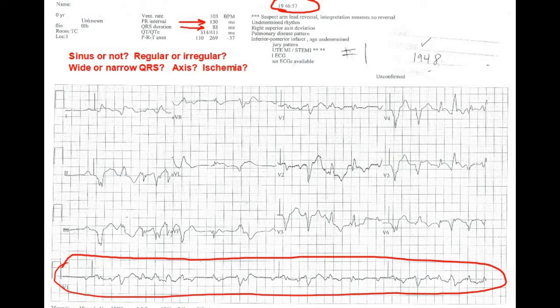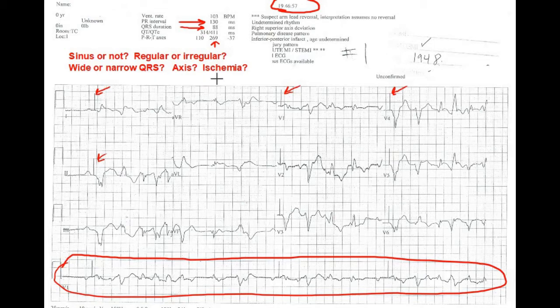And then what is the axis? The axis number is listed right here. In this case, however, it's going to be a little bit less important because I can't help but notice pacer spikes in various locations throughout. And if it is a paced rhythm, that's going to throw the axis off. So that is less important for me to focus on right now.